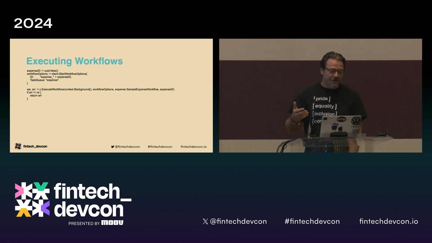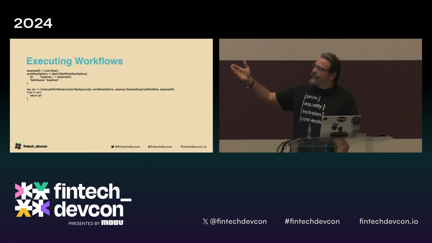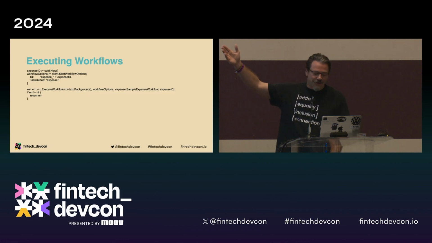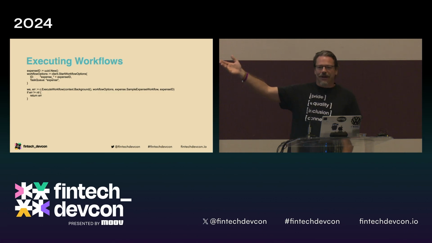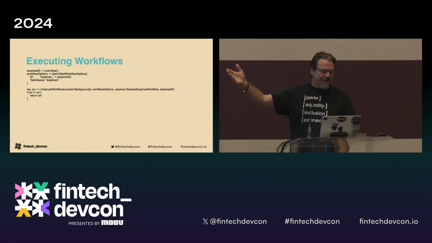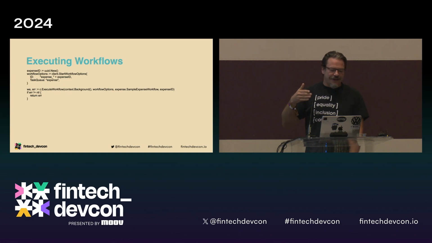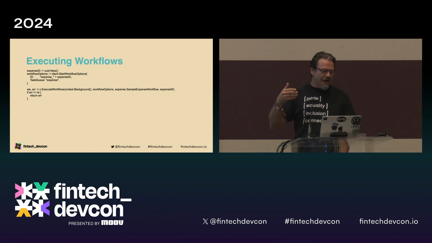To execute a workflow in code, we essentially say we're going to process some expense here, so this would be an expense example. We assign a UUID for that expense that would probably come from your database backend, and we set up the workflow options to say, here's the ID for this workflow, we're going to go process expense number, whatever that ID is, and we're going to put it on the expense task queue.